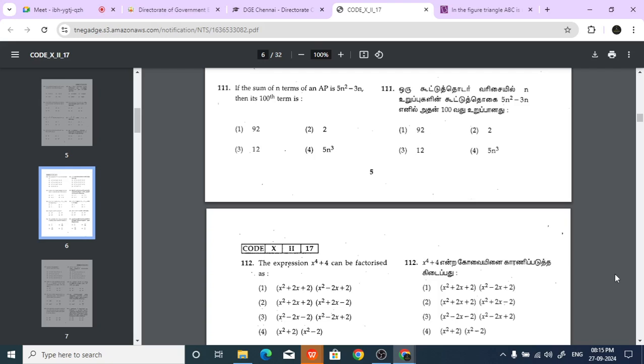Sachin and Aditi, are you with us? Do you understand? Yes, sir.